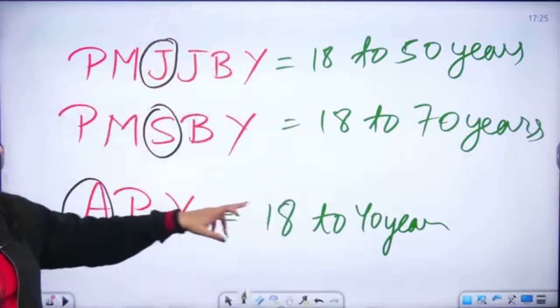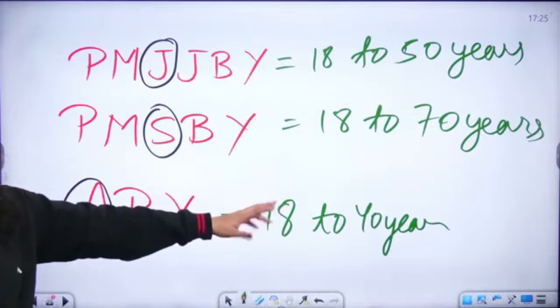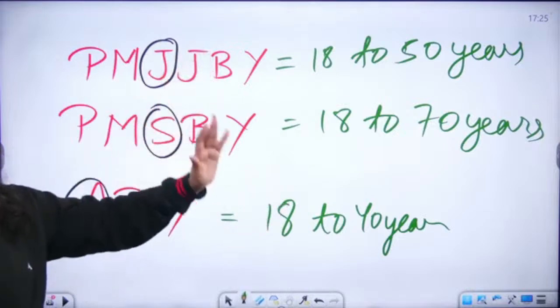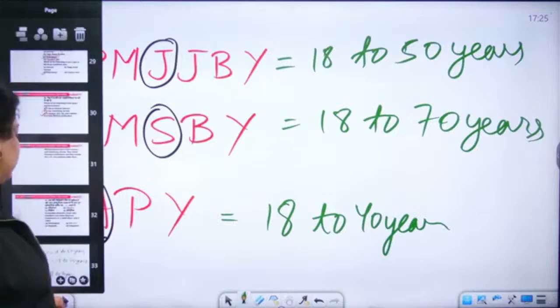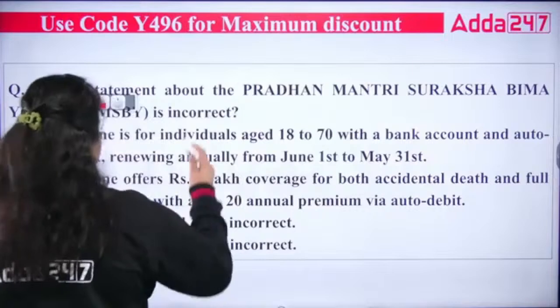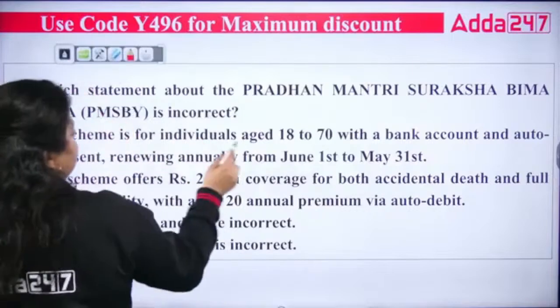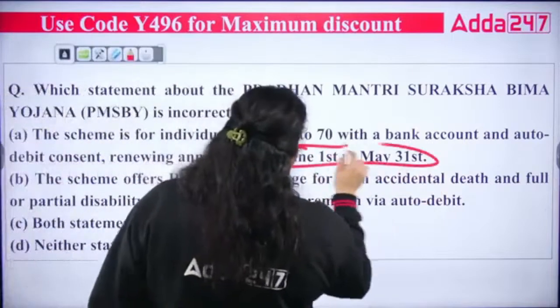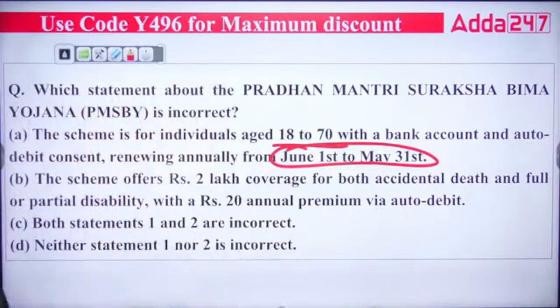So in A, the maximum age will be lowest, that is 40. Then J, 50 and S, you have 70. Okay. So it means the first statement is very much true, that is written here. And the renewable duration is also given as correct, like 18 to 70 years. 1st of June to 31st of May, you have to renew annually. This is correct. But this is not.